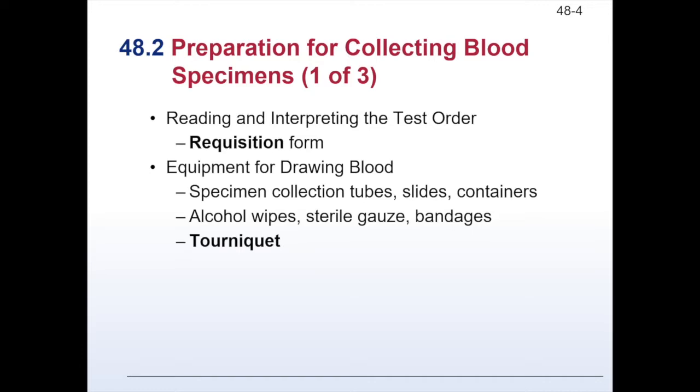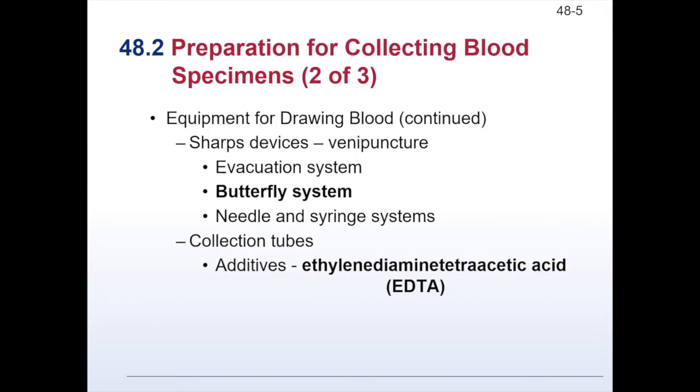Preparation for collecting blood specimens. The patient should arrive with a laboratory requisition form, or the EHR, which will reflect the licensed practitioner's order for laboratory testing. Equipment for drawing blood. Equipment for drawing blood will have been prepared for the procedure and includes many supplies, including a tourniquet used to restrict flow of blood. Different kinds of sharp devices and various methods are used for venipuncture. Some of the methods and kinds of equipment that are used are as follows.